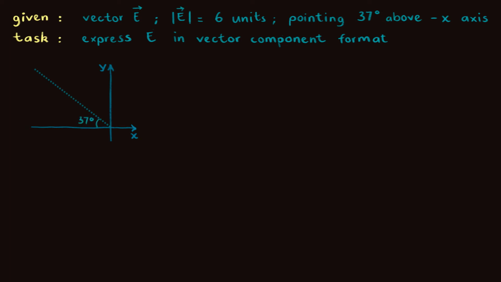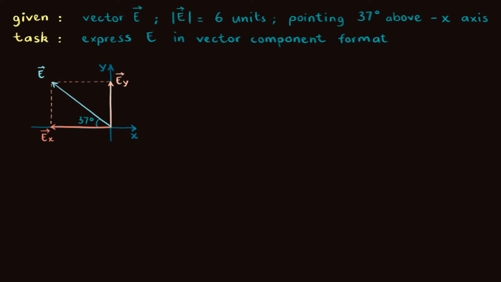Since vector E is the only object in our drawing, it's up to us to decide how much is 6 units. The best practice is to always make sure that our drawing is of a decent size, because we will be using it to solve our problem later. In order to express E in its vector components format, we will need to know the magnitude and direction of this vector Ex over here and Ey over here.